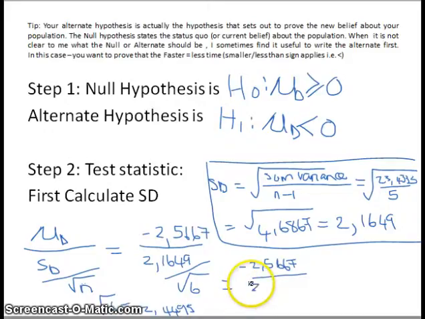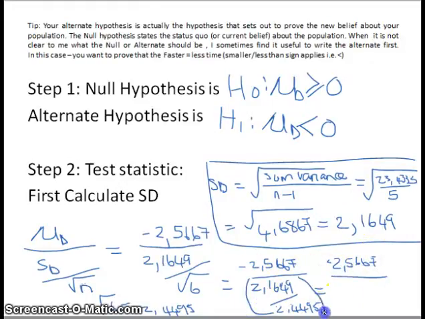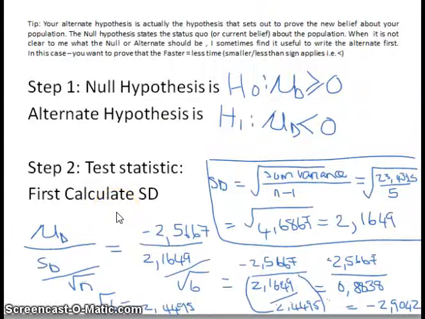So that would be 2.1649 divided by 2.4495, and the answer of that is 0.8838. Then minus 2.5667 divided by this calculation, and my test statistic in the corner here is minus 2.9042.